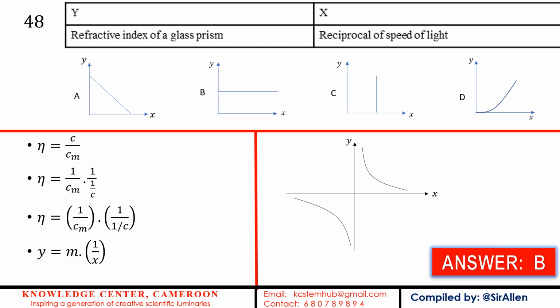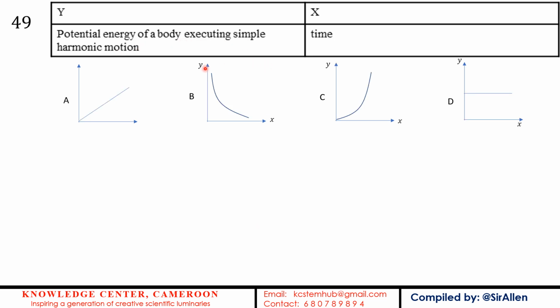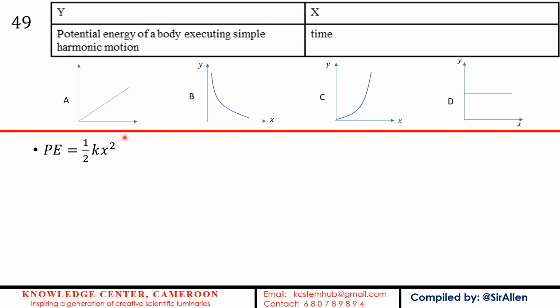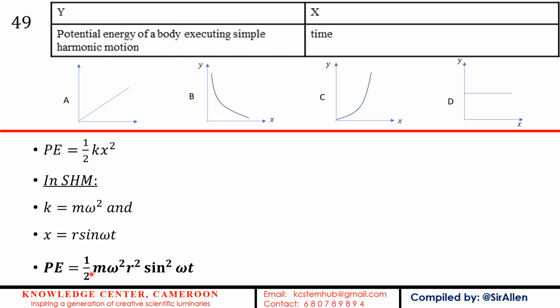All right, potential energy of a body executing simple harmonic motion. Okay, time. Let's do some good work here. Now PE is half kx squared. For simple harmonic motion our k is m omega squared and our x is r sine omega t. So our PE is going to be what? Half. In place of k we're going to put m omega squared. In place of x squared, we're going to put r squared sine squared omega t.